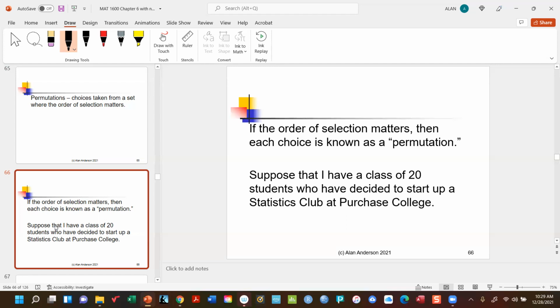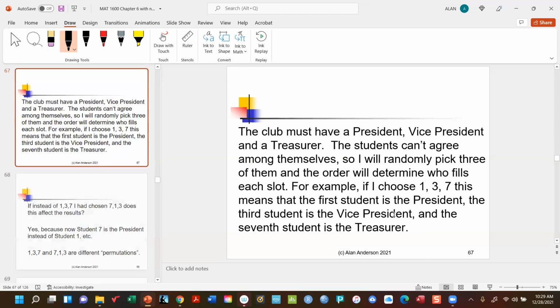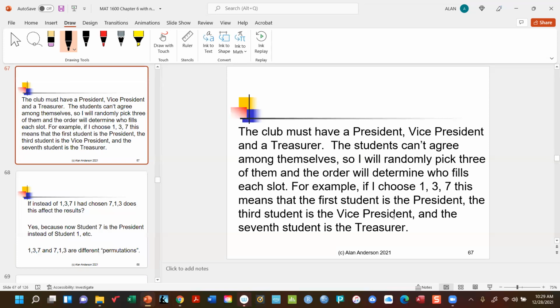But suppose that this happens to be the case. Purchase says, we've never had a statistics club. Let's do it. And the students all agree. And what we're going to do now is, let's say, to satisfy the requirements of the school, we must have 3 officers for the club. Right. We have to have a president, we have to have a vice president, we have to have a treasurer.